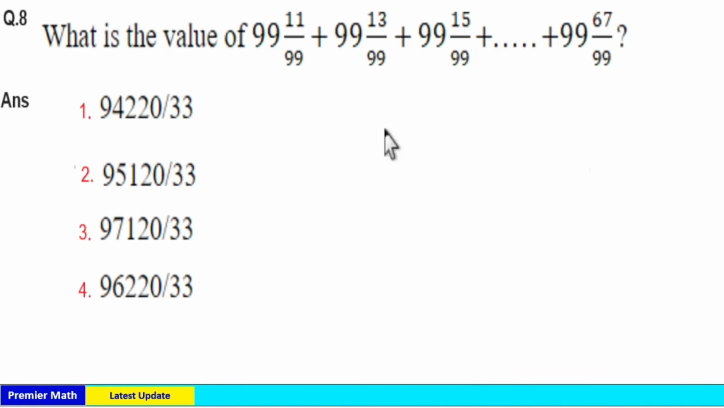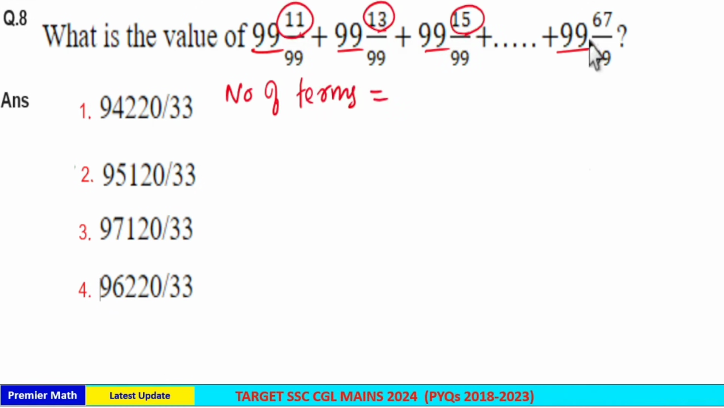What is the value of the following term? Here, add the integer part first. 99 is repeated many times, so find the number of terms: 11, 13, 15 up to 67. Odd numbers from 11 to 67.